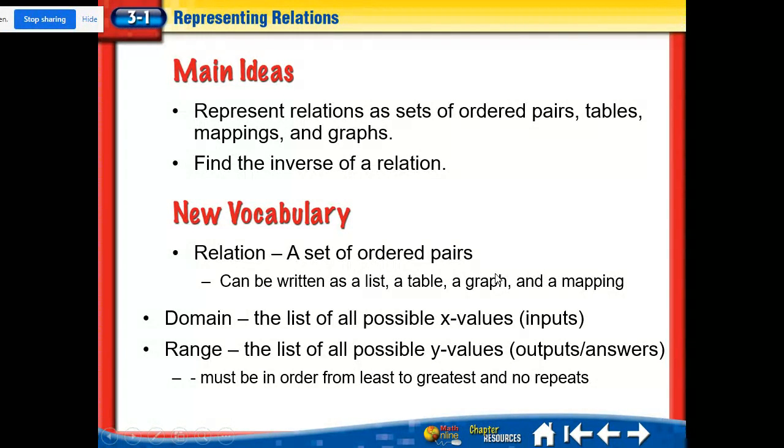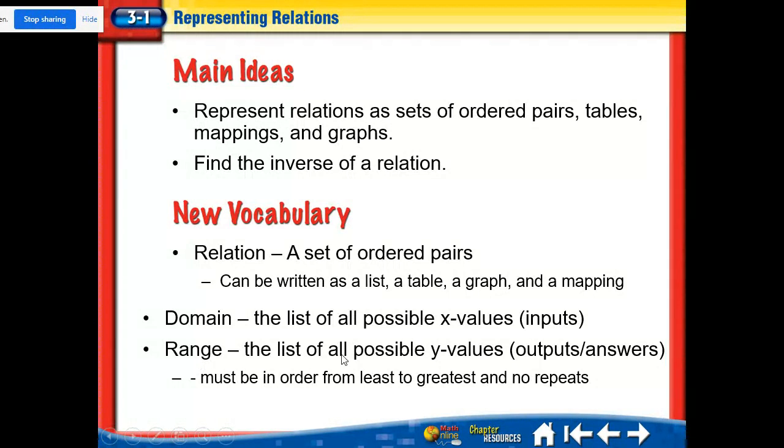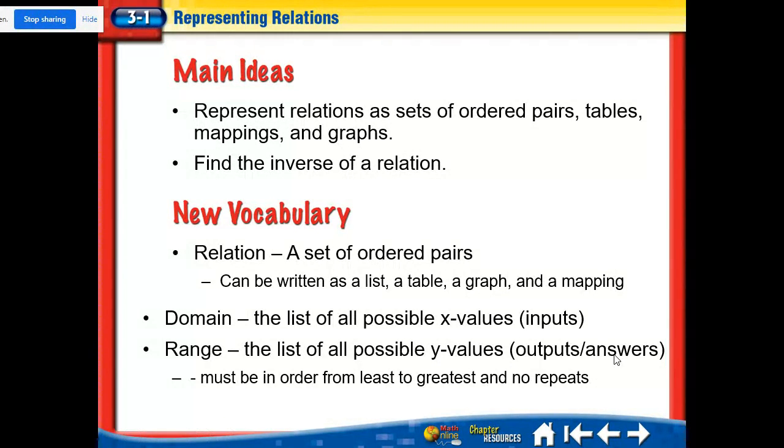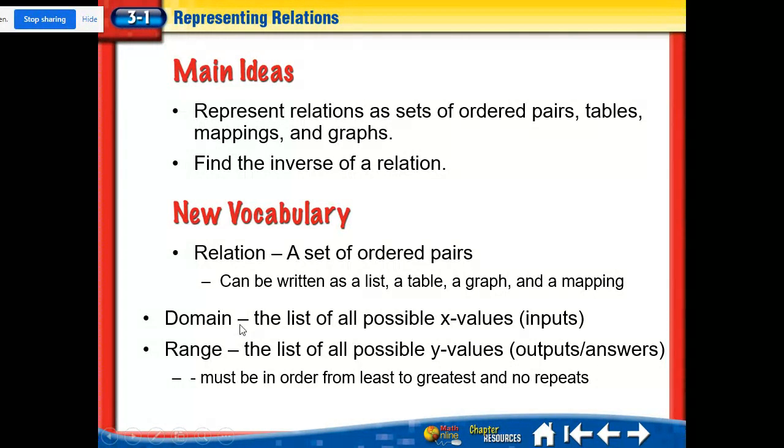Now every relation that we have has a domain. The domain is all the x values, or all the possible inputs that we have. So what are all the x values that you just put in on that graph? And the range is a list of all the possible y values, or all the outputs, or what we also like to call sometimes the answers. So x is on the x-axis, the left and right, and the range is on the y-axis, the up and down.